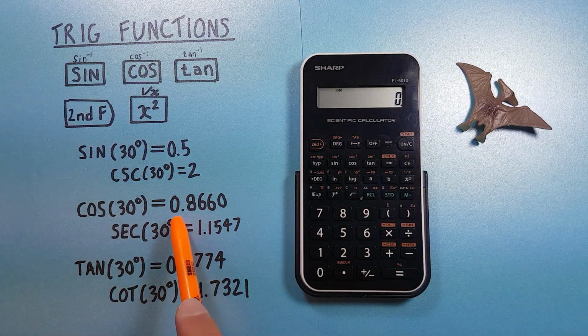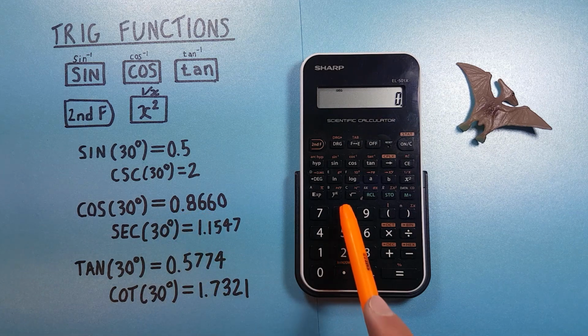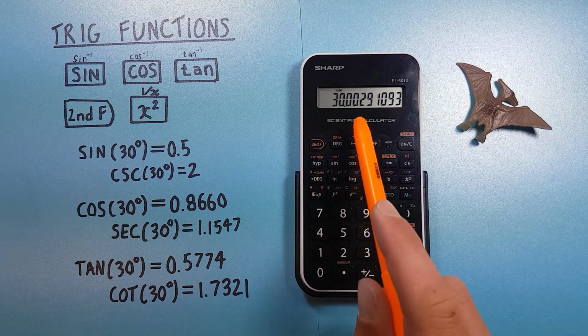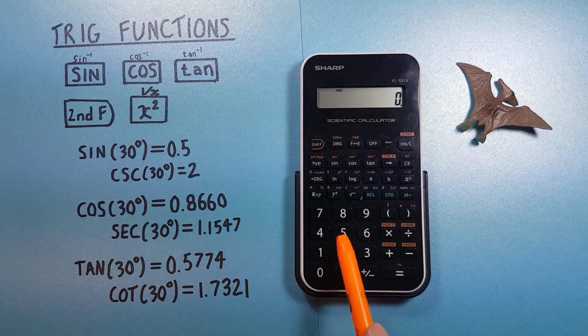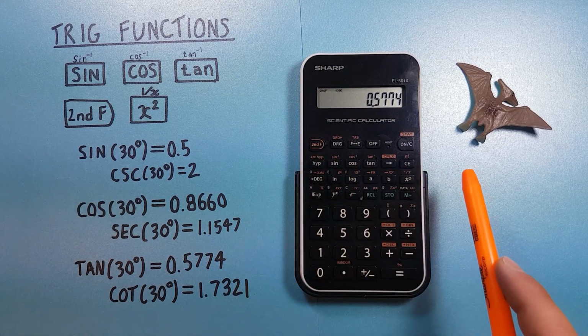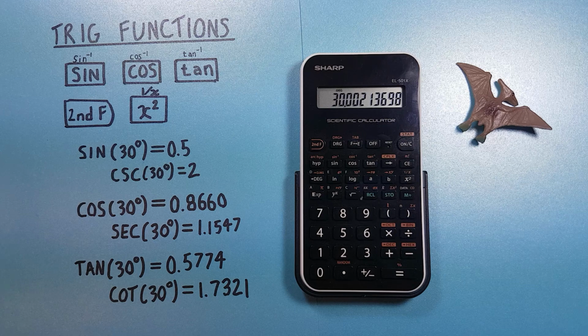For the cosine of 30, that gave us 0.8660. If we find the arccos of that, you can see we get what would round to 30 degrees. And for the arctan of 0.5774, we go second function, tan, and we get what would round to 30 degrees.